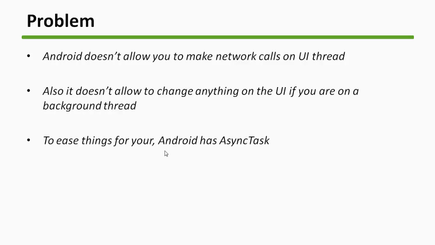and they will close your application, right? Now the second problem that we have is, if you want to change anything in the UI, you cannot do it from a background thread. So we can perform our network operation on a background thread, but we cannot change our UI on the background thread. And for this, we have something called AsyncTask.